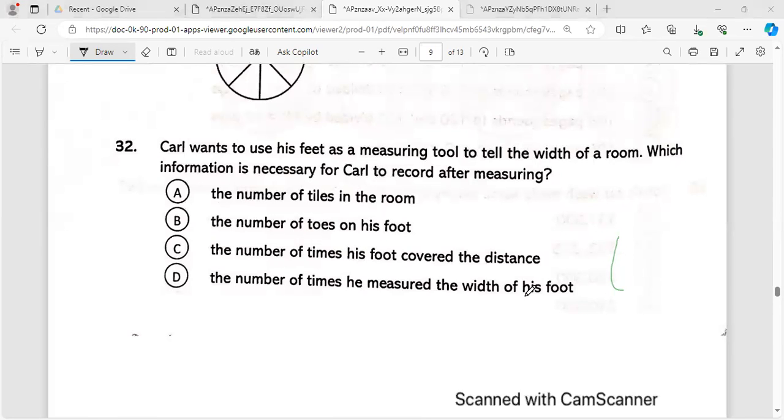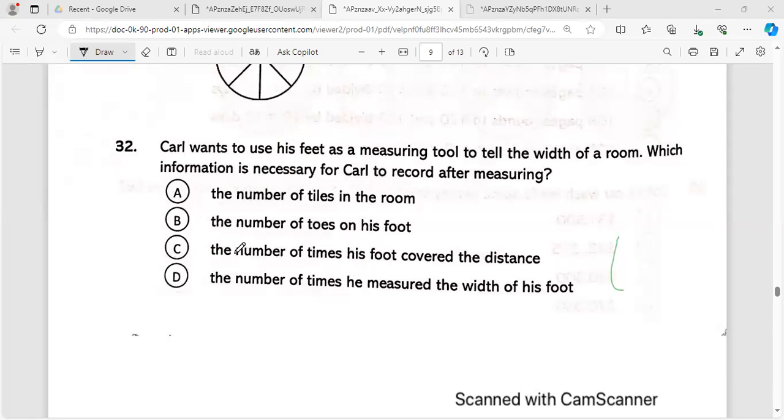Carl wants to use his foot as a measuring tool to tell the width of a room. Which information is necessary for Carl to record after measuring? A. The number of tiles in the room. B. The number of toes on his foot. C. The number of times his foot covered the distance. Or D. The number of times he measured the width of his foot. Sir, I think it's C, the number of times his foot covered the distance.